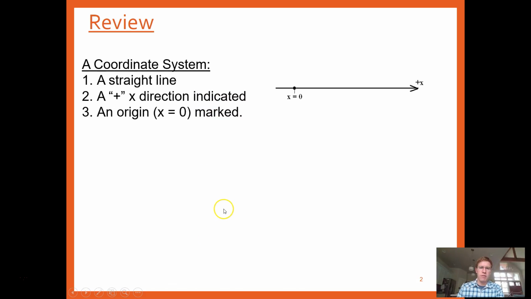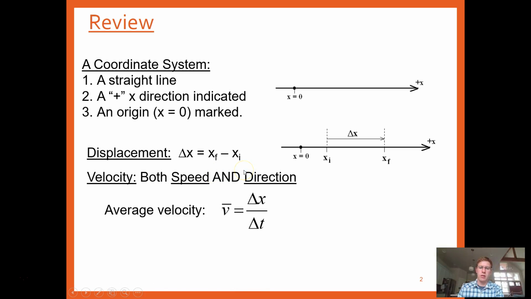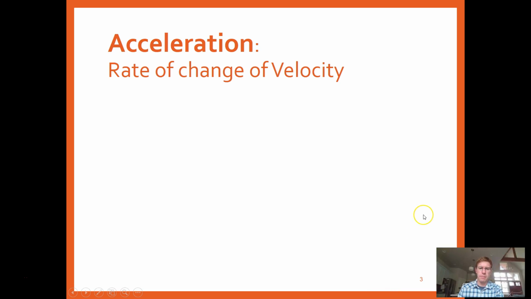When you have motion, you start with the coordinate axis. If you have one-dimensional motion, you have the x direction, right? Displacement was just the change in position, the final minus the initial. Velocity was the change in position with respect to time. And so velocity was both speed, how fast you're moving, and in what direction, because it's a vector quantity. Average velocity was change in x over change in time, and instantaneous velocity was just the derivative of x with respect to time.